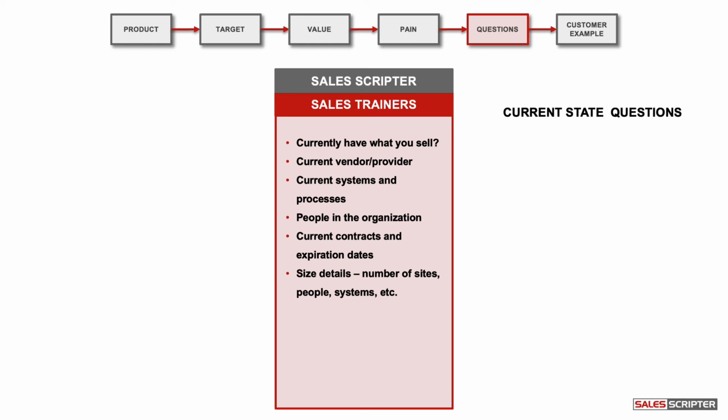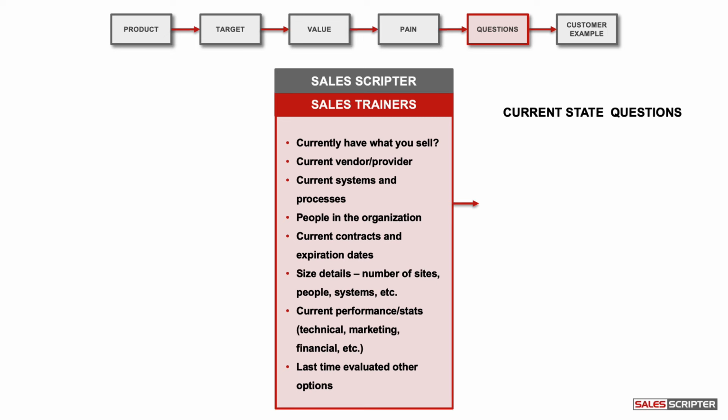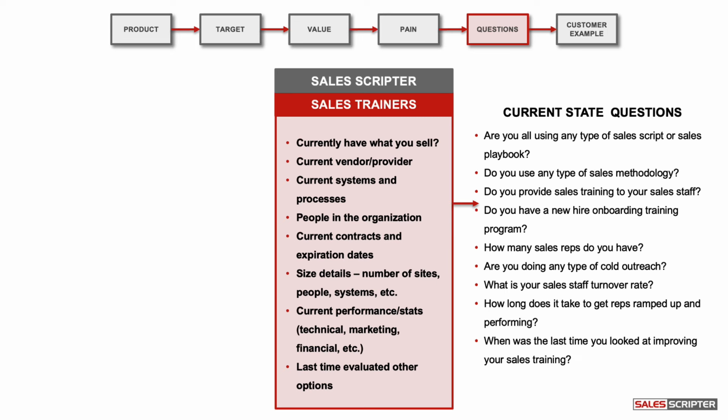You might want to ask about the number of sites or offices or locations, the number of employees or people, the number of systems. You might want to ask current state questions about the current performance or current stats in different areas. And a last good current state question area to ask about is the last time that the prospect looked at purchasing the type of software that you sell. So just using that list, here are some current state questions for our software.